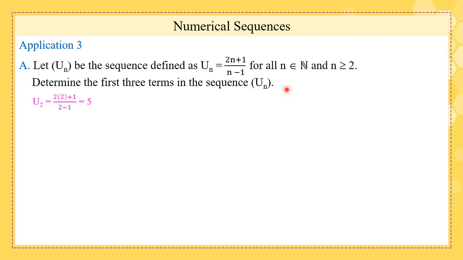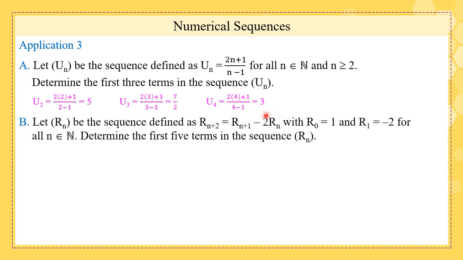Well, U2 is 5, we replace each n by 2. Remember, we began by U2 because n is greater than or equal to 2. U3 is 7 over 2, and U4 is 3. Now we have also this sequence, which is defined as Rn plus 2 equals Rn plus 1 minus 2Rn, and here we have two initial values, R0 and R1, and we need to find the first 5 terms in the sequence.